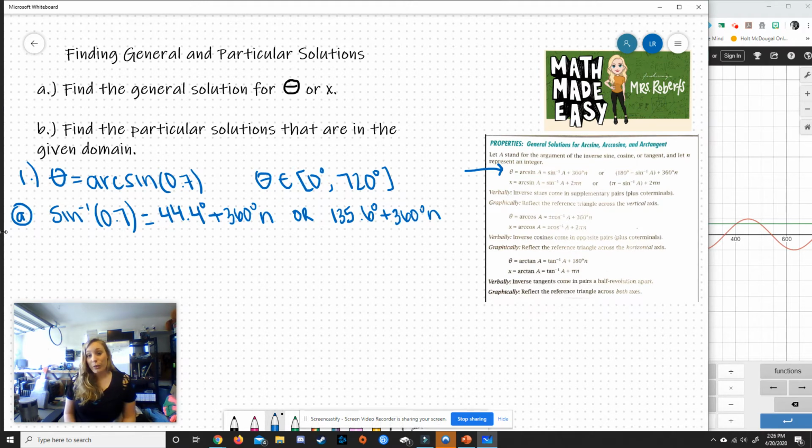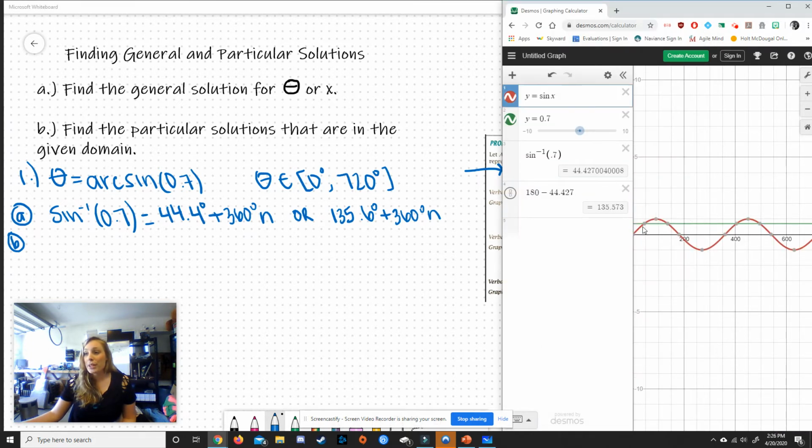So the next component of this is finding all the particular solutions that are in the given domain. And we actually already did that. That was right here. Our first particular solution is 44.4. Our next one is 135.57, so 135.6. Then when I add 360 to this, I get 404.427, and when I add 360 to the 135, I get 495.6. So those are all the solutions that are in that given domain.